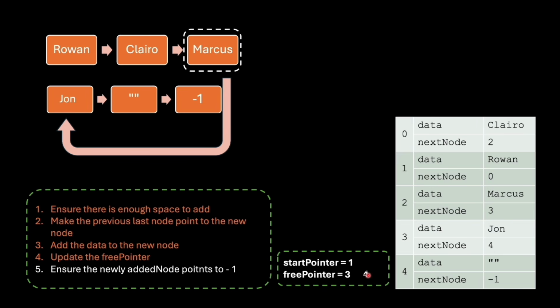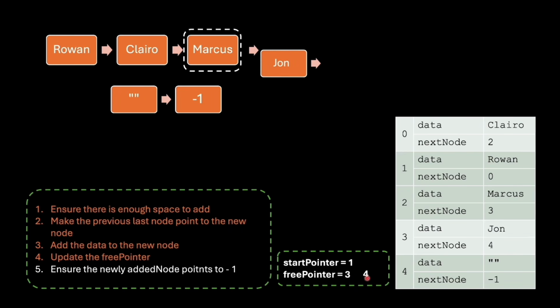So our free pointer is pointing to index 4. Oh yeah, that's a bad animation. I just assumed that this is no longer here. So yeah, our free pointer is pointing to index 4. And then we can put John here. So this is our new free list.